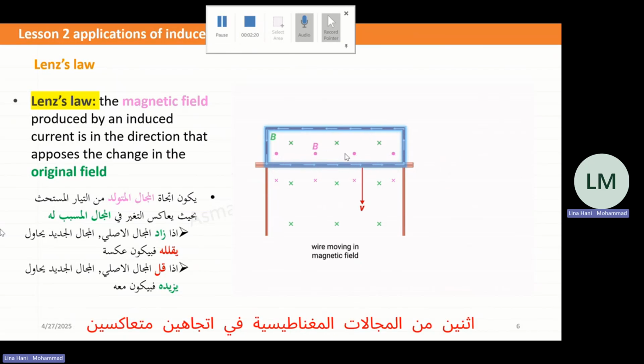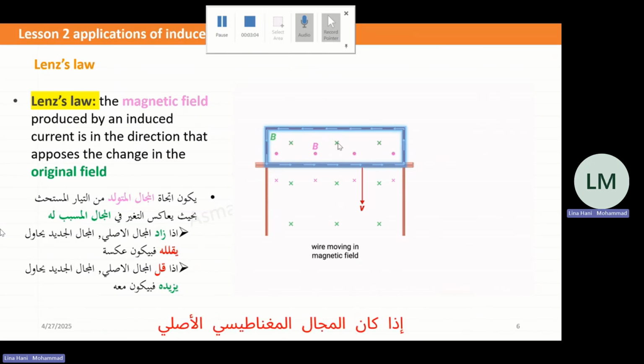This way, we will have two magnetic fields in opposite directions, and if you add them together, it's like adding a positive and a negative value, like +5 and -3, that gives you 2. So that means that the total field will decrease. So the magnetic field produced by an induced current is always going to be in the direction that opposes the change in the original field. If the original field increases, then the induced magnetic field is going to be in the opposite direction to try to decrease it. And the opposite is true.